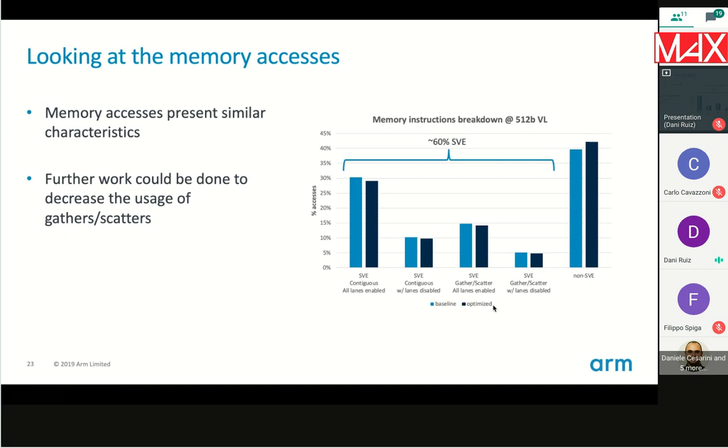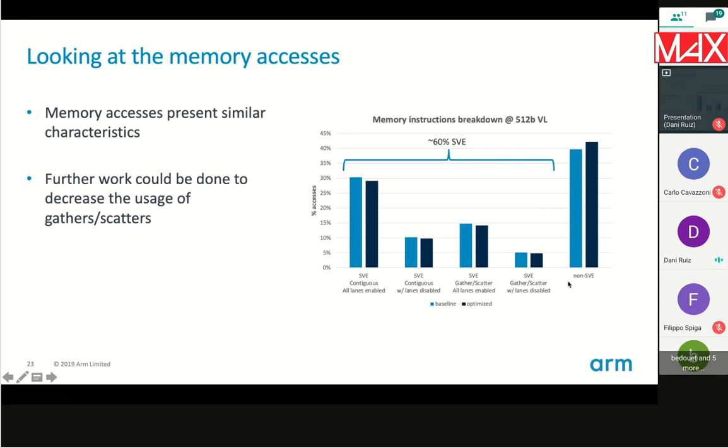And apart from looking at vector lane utilization, you can also look at the memory instructions breakdown. So in this case, we are splitting between SVE memory instructions and non-SVE memory instructions. Again, y-axis is percentage of accesses. And for the SVE instructions, we are splitting them into contiguous loads and stores and gather and scatter instructions. And for each of them, with the full predicate, all lanes enabled, and with the predicate where some of the lanes were set to false. So basically here, most SVE memory accesses were contiguous memory accesses with all the lanes enabled. This is a good thing.